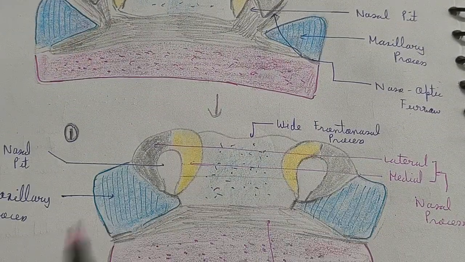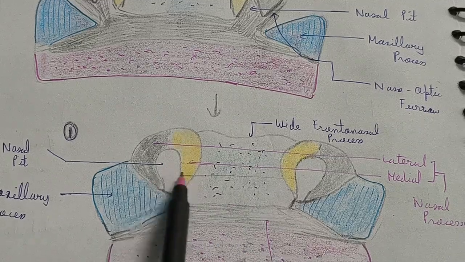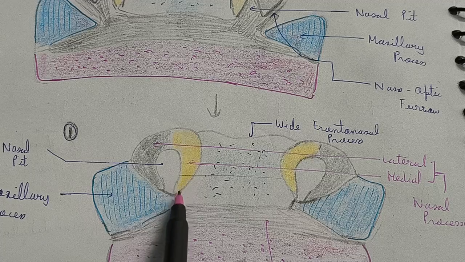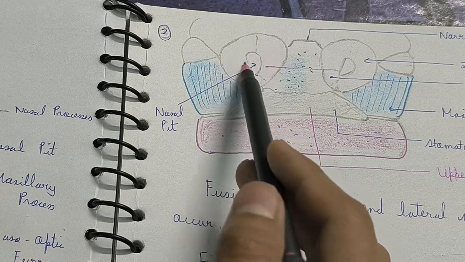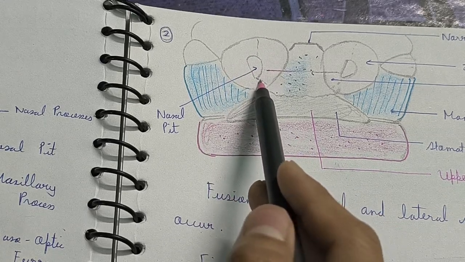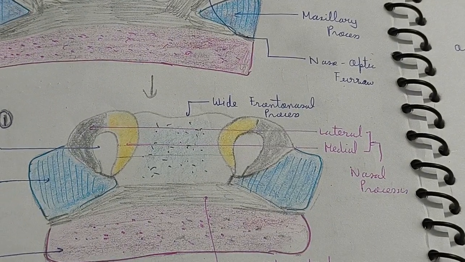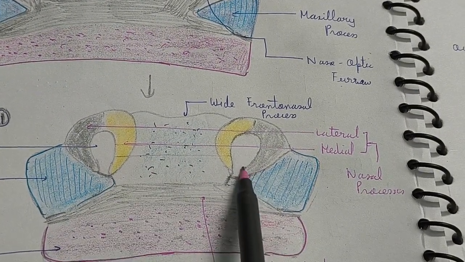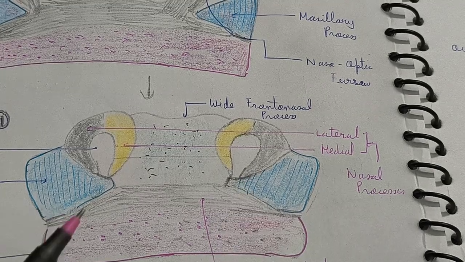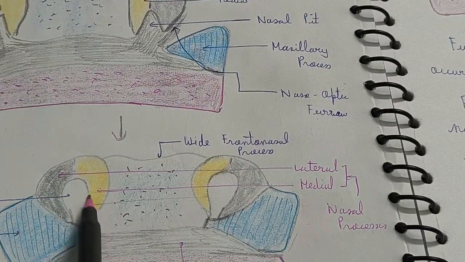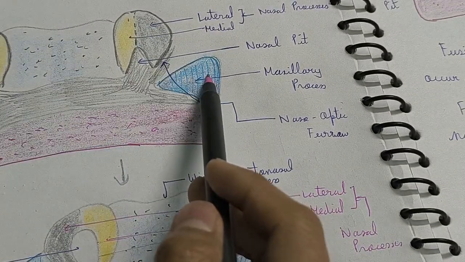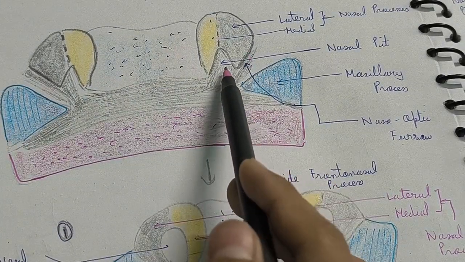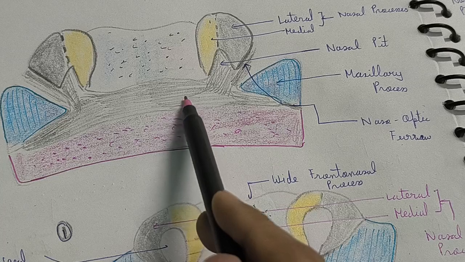processes. Initially these two nasal processes don't fuse with each other, so there was a gap. But now you can see that these two medial and lateral nasal processes undergo fusion. As a result there is no space. Initially, since the lateral and medial nasal processes didn't fuse, the nasal pit was a part of the stomatodium, and before the fusion of the maxillary process with the nasal processes, this nasal pit was connected with the stomatodium.